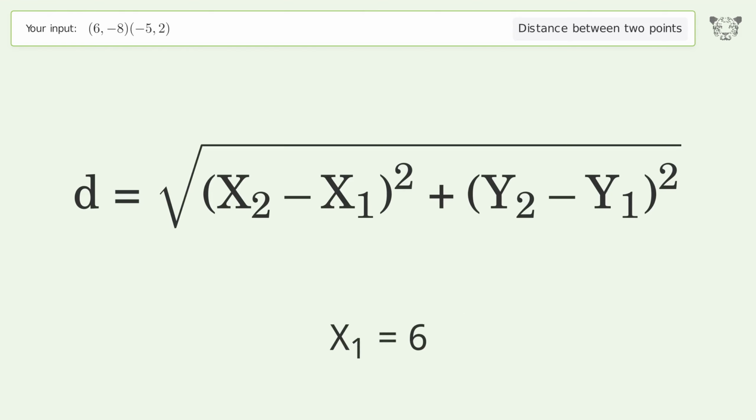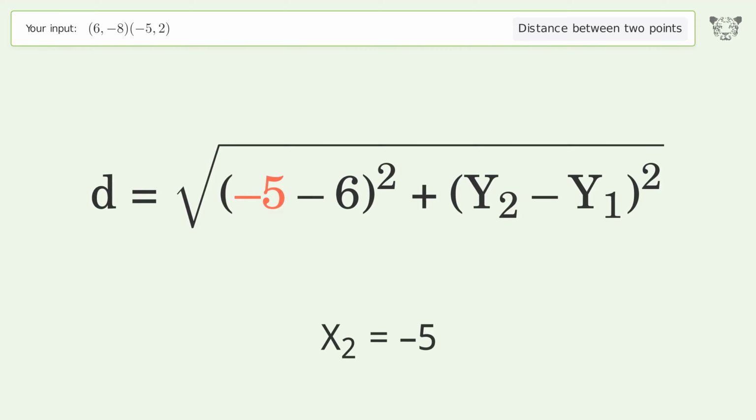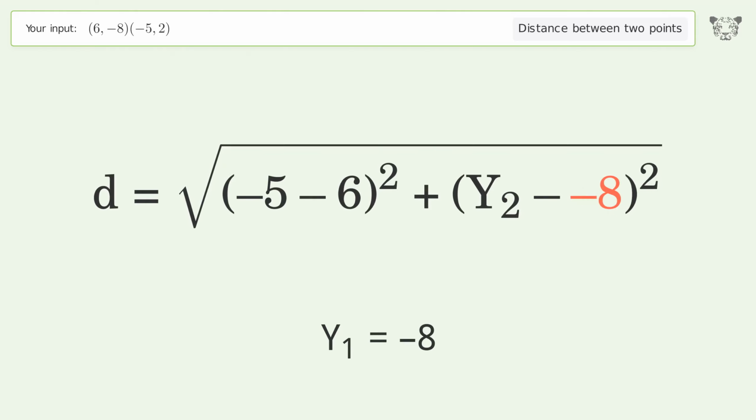x1 equals 6. x2 equals -5. y1 equals -8. y2 equals 2.